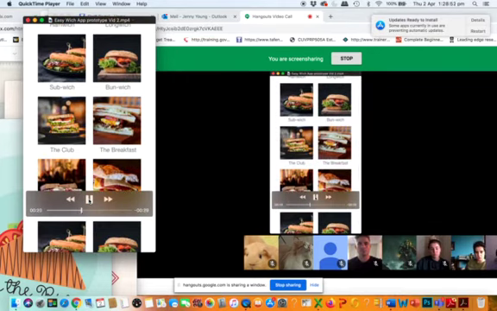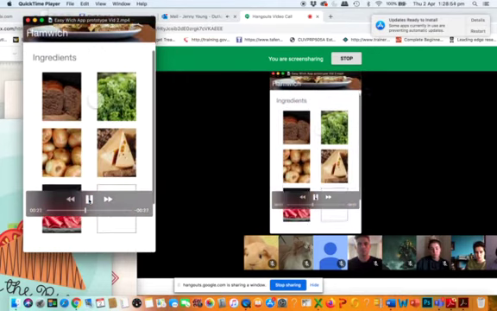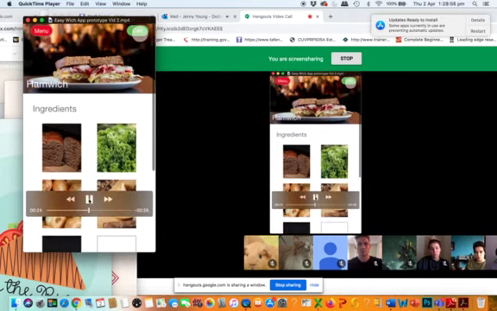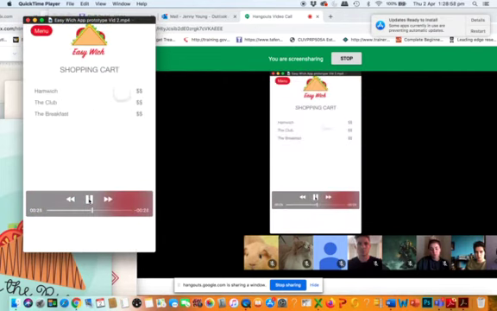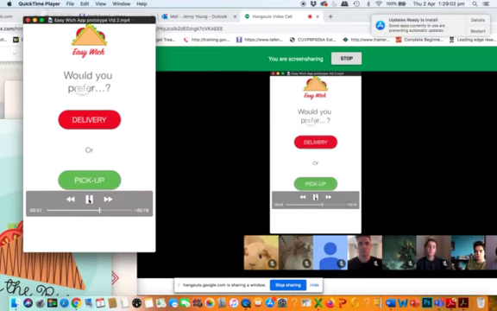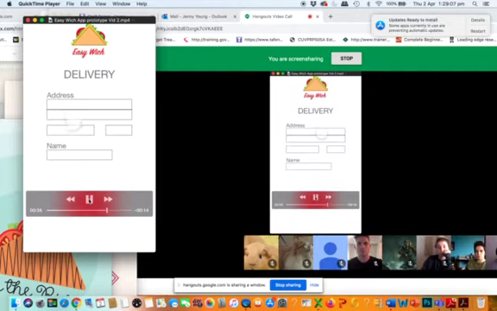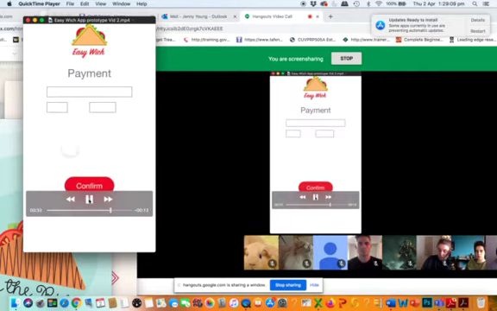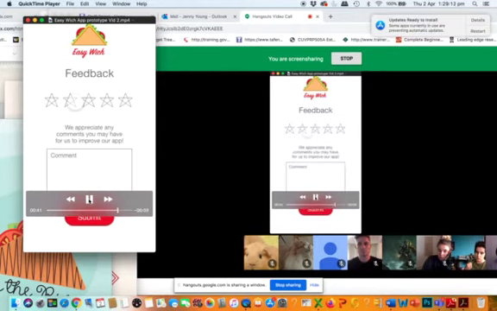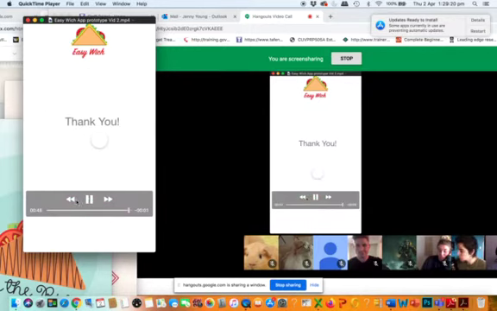Remember, you don't have to build every single screen that might be needed. You just have to have enough for that prototype to indicate how it works. There's our prices. And again, we've got, what do you prefer, pickup or delivery? You get to put an address in. You confirm our payment. And then there's the feedback screen at the end. Okay, and a thank you. You can get a thank you after that.